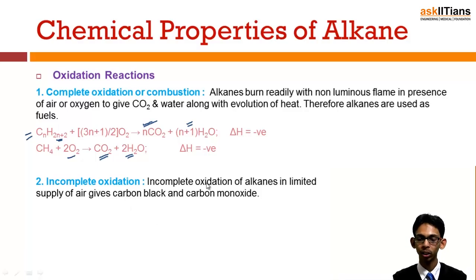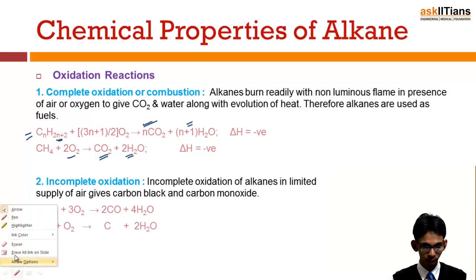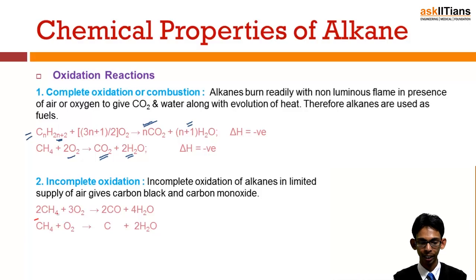Now, incomplete oxidation of alkanes in a limited supply of air gives carbon black and carbon monoxide, which is a main reason for air pollution. CH4, when it is burned in a limited supply of oxygen, results in the formation of carbon monoxide and also carbon black.